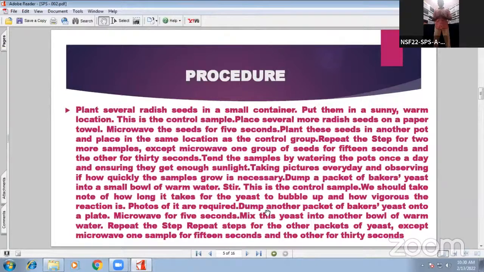At the same time, take some baker's yeast, mix it with the sugar solution, and note the differences. And take another baker's yeast, mix it with the sugar solution, keep it in the microwave oven for 10 seconds, and note the differences.